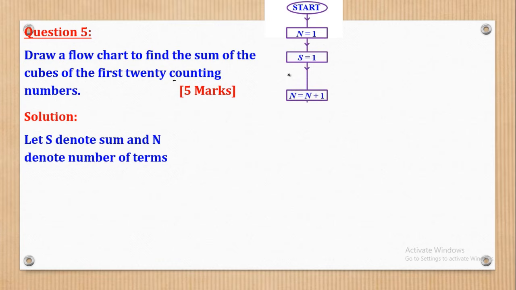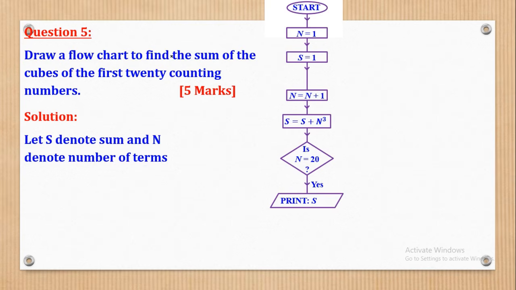Then increment N, get the new sum, then ask yourself. Now I think you realize here that I've only interchanged. If you compare this with the previous flowchart in question 4, there was a square root, but here there is now N cubed, because here they said cubes. So always the flowchart will be the same, but it is only this assignment which will change.